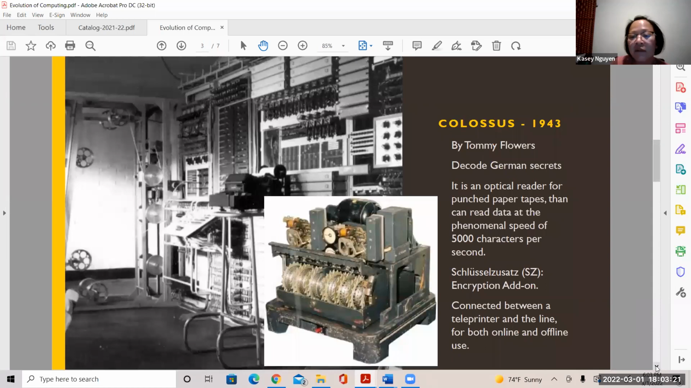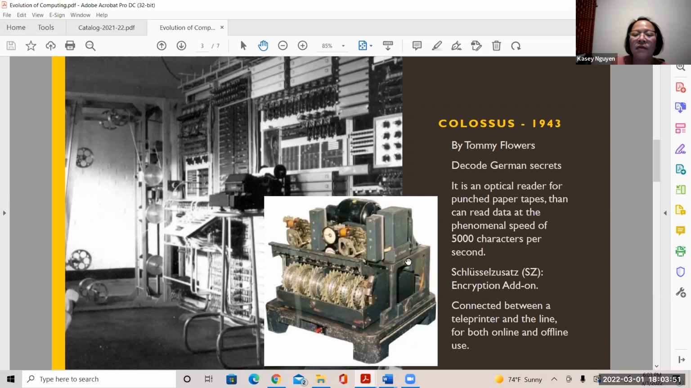And you probably heard of the Colossus, and Colossus was used for encryption. This is one of the earlier encryption machines, and it was room-sized. It was able to use actually 5,000 different characters per second. So we saw this in 1943, and that was used for encryption purposes. So that's what the Colossus looked like.